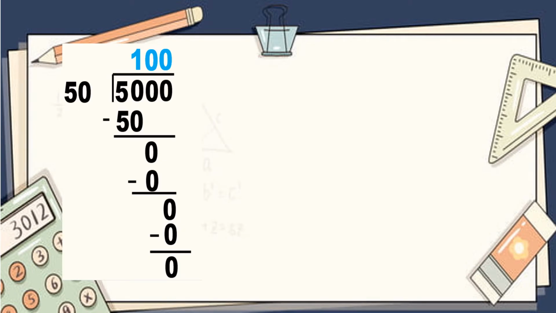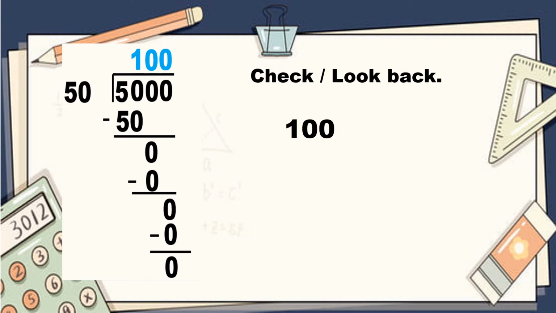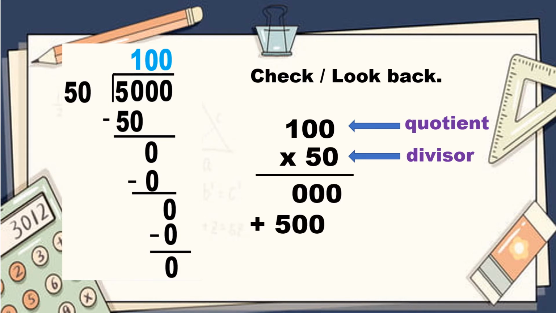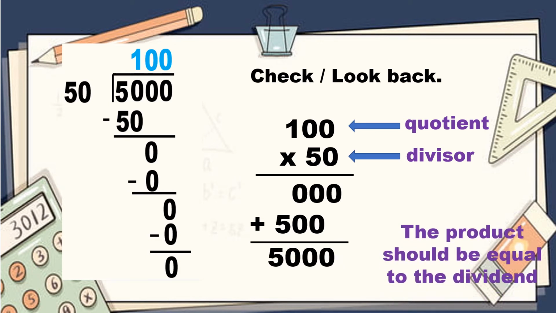To know if our answer is correct, we need to check or look back. Multiply the quotient by the divisor. 100 times 50. 100 is our quotient and 50 is our divisor. So, 100 times 50 is equal to 5,000. The product should be equal to the dividend.